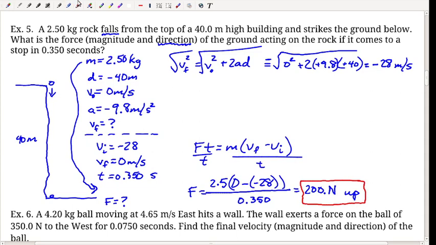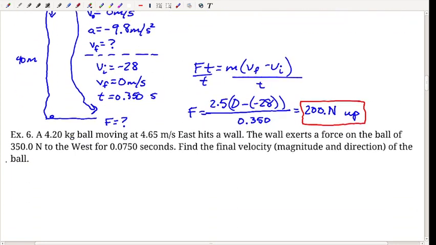So you can see how each time we're adding a layer of complexity, not stuff that you haven't seen before, but a few more steps to get you all the way to the final answer. Let's take a look at another one.